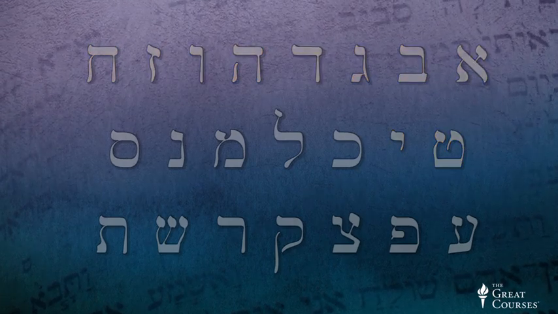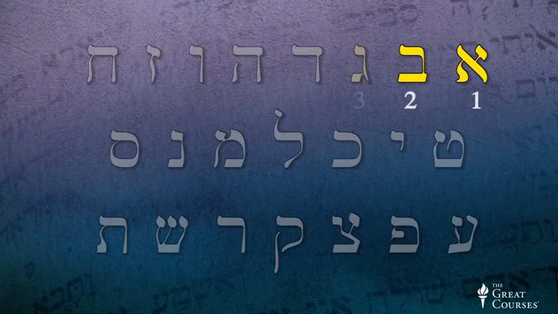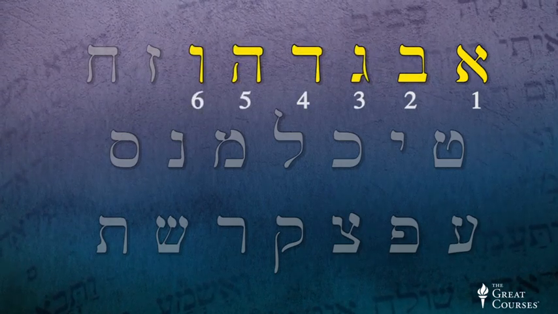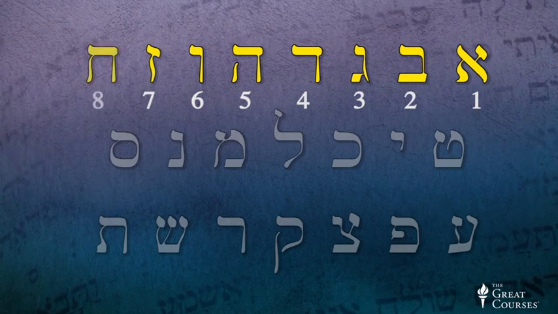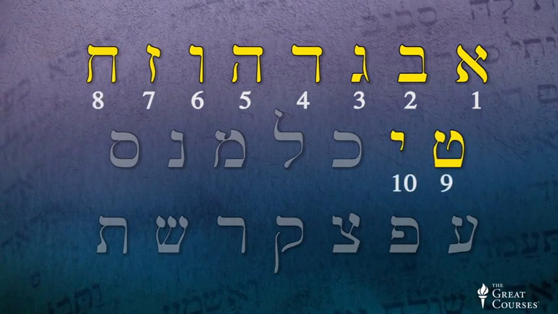And Hebrew also uses these letters as shorthand for numbers. Aleph is 1, Bet is 2, Gimel is 3, Dalet is 4, He is 5, Vav is 6, Zayin is 7, Chet is 8, Tet is 9, and Yud is 10.